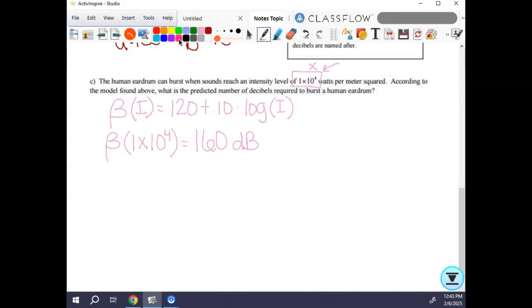Now, let's talk about doing this by hand, okay? Because on a multiple choice question or something else, maybe you'd have to. So what this would give me is 120 plus 10 times the log of 1 times 10 to the 4th. Well, we know that 1 times 10 to the 4th is really just 10 to the 4th, right? And then log of 10 to the 4th would give me what? 4, because those essentially cancel each other out. So this gives me 120 plus 10 times 4. Well, that's 40 plus 120, and that's where we get 160 from. Okay.